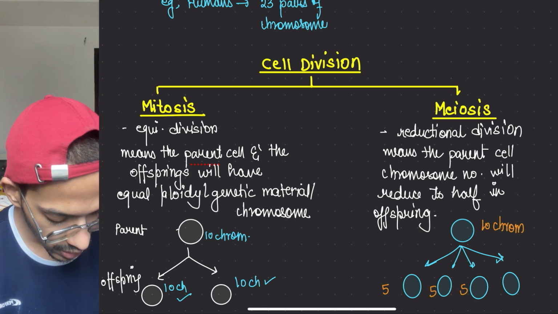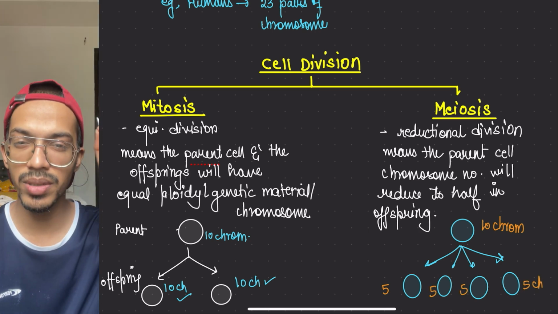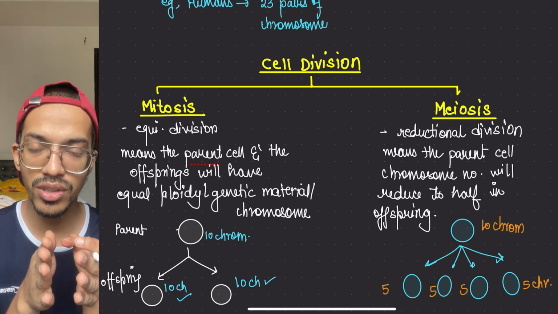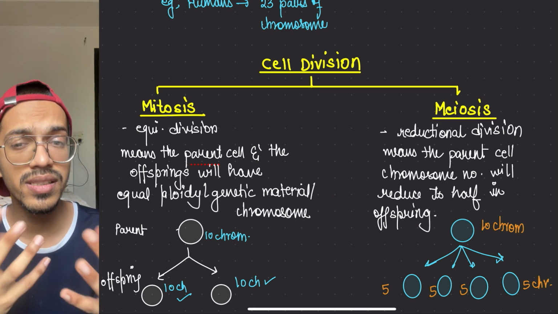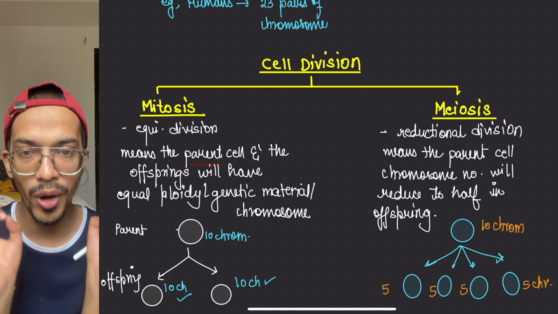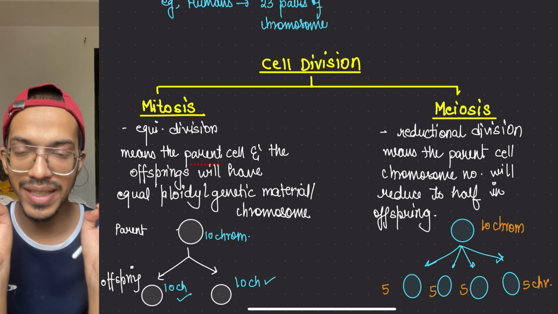How this happens we will learn later, but for now just remember certain pointers. So I told you what 2 types of divisions are taking place. One division is mitosis, where the cells divide from 1 cell to 2 cells. Chromosome number remains same, means ploidy remains same, genetic material remains same.